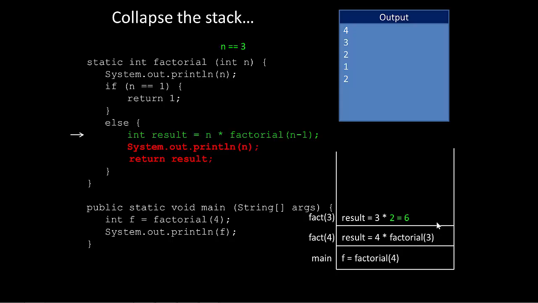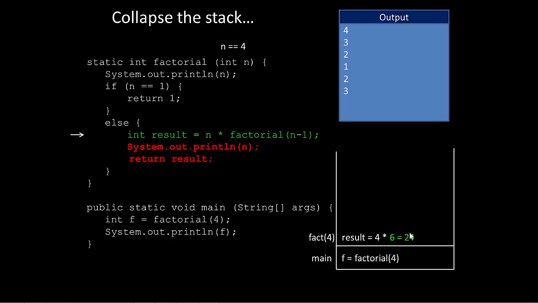Okay, so we can come down here. We're now at the 3 clone. The 3 clone had pending work, so we can come down here and call this system.out.println, so a 3 pops up in the output. We've also figured out now that the result is 3 times 2, and that's a simple multiplication, and that gives us 6. In other words, factorial of 3 is equal to 6. So who was waiting on this result? Well, you can see the same thing is going to happen. We know that factorial of 3 is equal to 6, so we can replace this right here with the value 6, and we can remove the factorial of 3 off of the stack.